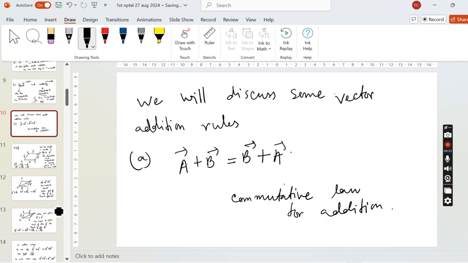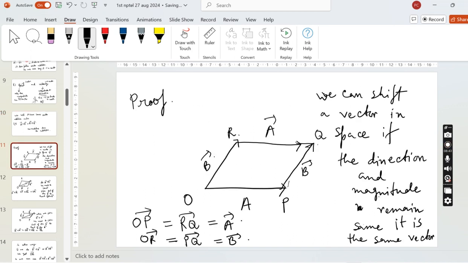So now after that we will discuss some vector addition rules, that is A plus B is equal to B plus A. This is the commutative law of addition, and let us see how we can prove that. So here, we can take OP which is equal to A and OR which is equal to B.